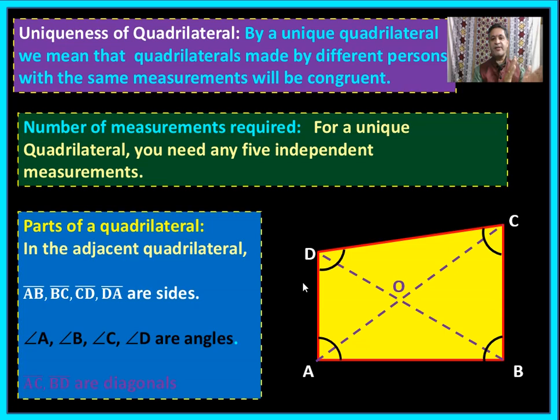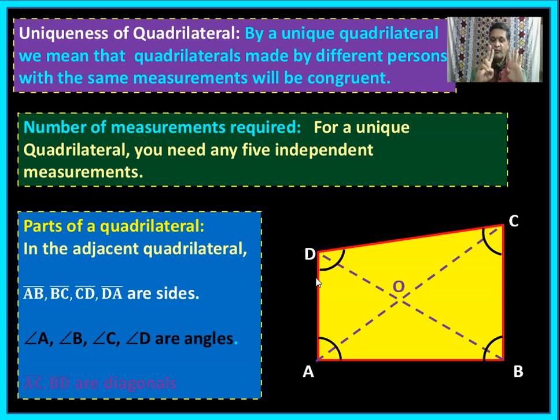Triangle, 3 angles, that is called a triangle. The name also includes the properties of the figure. So this quadrilateral has 4 sides and 4 angles. This is angle A, this is angle B, this is angle C, this is angle D. It has 4 sides and 4 angles.